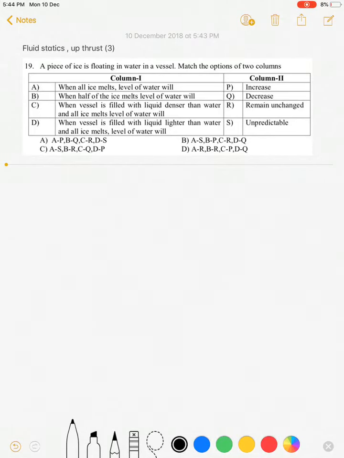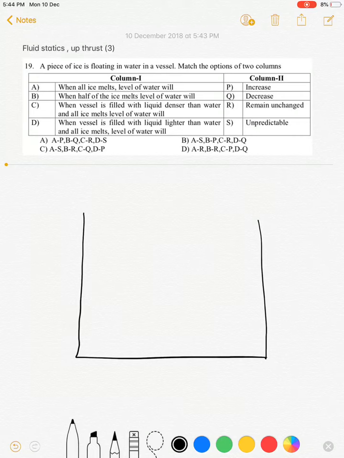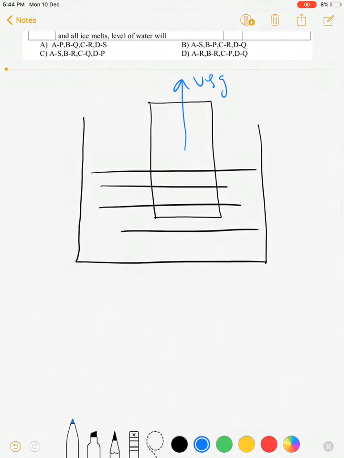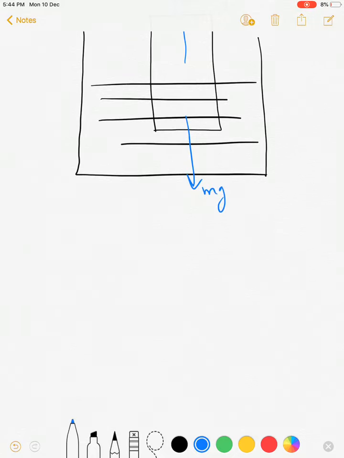It is given that a piece of ice is floating in water. If you are just considering an object floating on the surface of a liquid, consider that an object is floating in such a way that some portion is inside the liquid and some portion is outside. So you can write this upthrust Vρg is acting in upward direction and weight of this object Mg is acting in downward direction. And we know the condition for its floating.